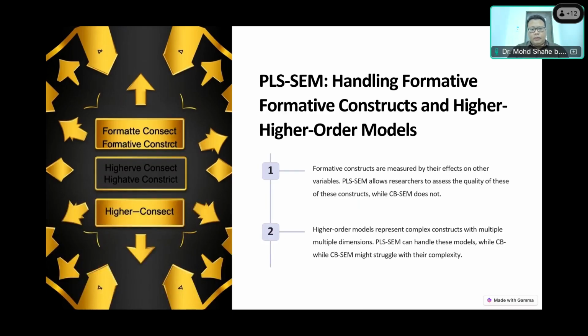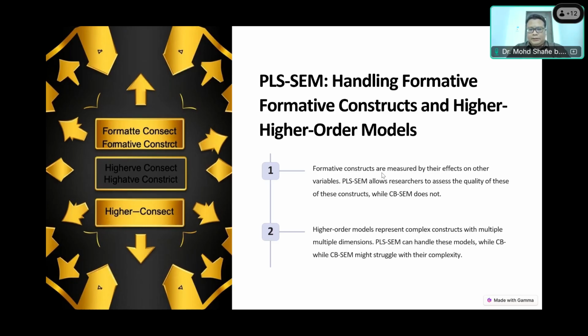What are the differences between covariance-based SEM and partial least squares SEM? Partial least squares and covariance-based are different approaches with different assumptions, and normally they focus on different goals in conducting the study. Partial least squares is more suited to handling formative constructs and higher order models. So what are higher order models? It means that the model has so many variables.